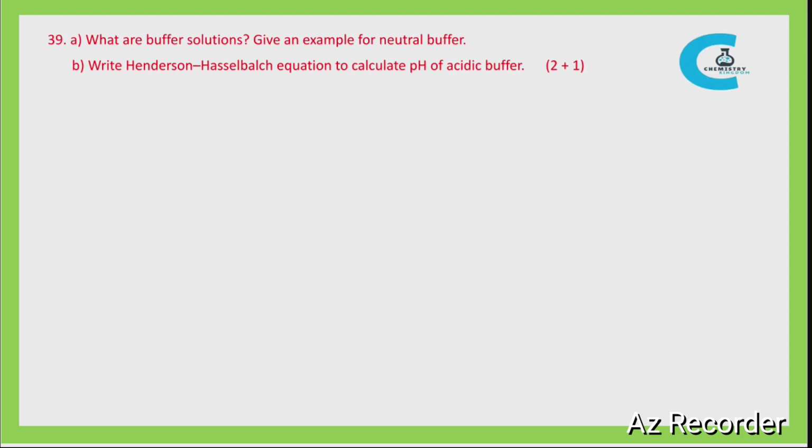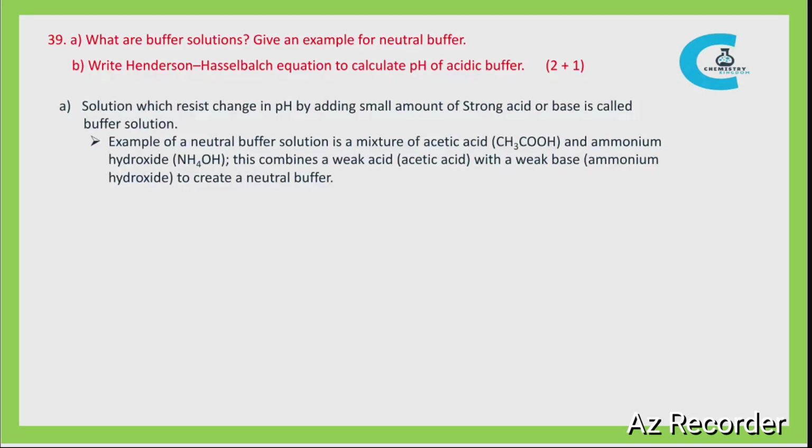What are buffer solutions? Give an example for a neutral buffer. The solution which resists change in pH by adding a little amount of strong acid or strong base is called a buffer solution. An example for a neutral buffer solution is a mixture of weak acid and weak base, like acetic acid and ammonium hydroxide. And the Henderson-Hasselbalch equation: pH is equal to pKa plus log concentration of salt divided by concentration of acid.